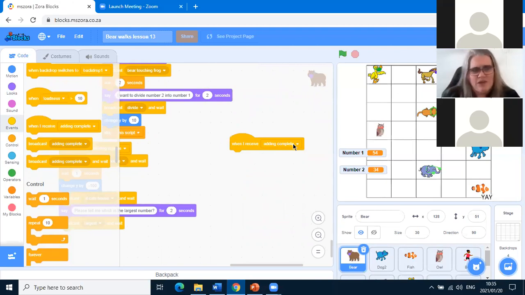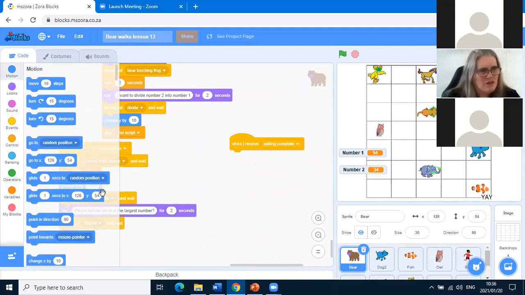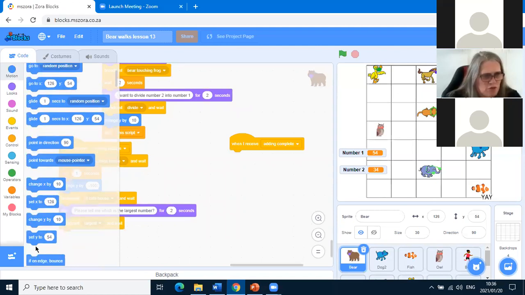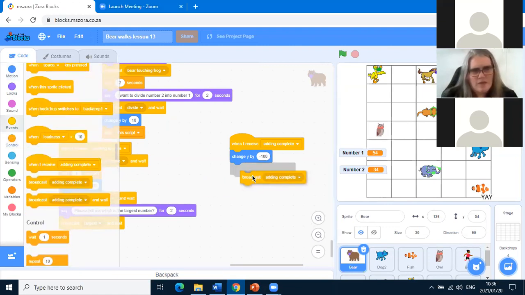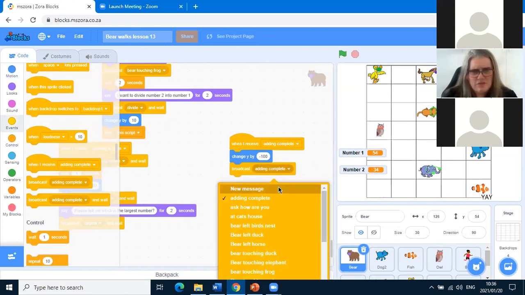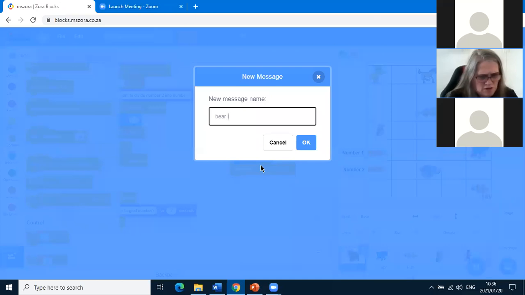When Bear receives largest complete, then Bear is going to go down a couple of steps. He's going to go down to doggy, and he's going to touch doggy. We can make him do it slowly, but no, we'll just glide. Motion. Or we can change the Y value by minus 100. He also needs to broadcast that he's left the cat, bear left cat. Got to broadcast he's left cat.